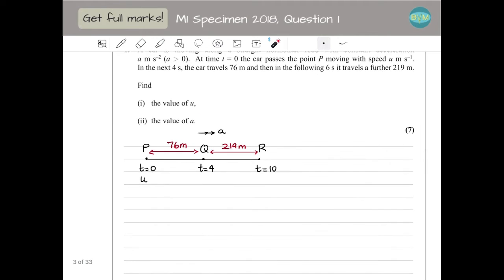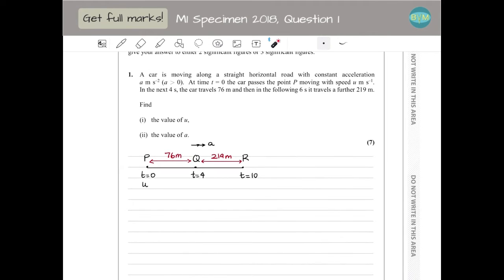So with these questions where you have constant acceleration, and they are not unusual, and you have more than 2 points, so not just from here to here, but from here to here and to here, you have to consider for a minute what is more convenient to use. Because you can use PQ, QR, PR, and depending on the questions and what they give you, the question can be much more complicated if you don't choose the right thing.